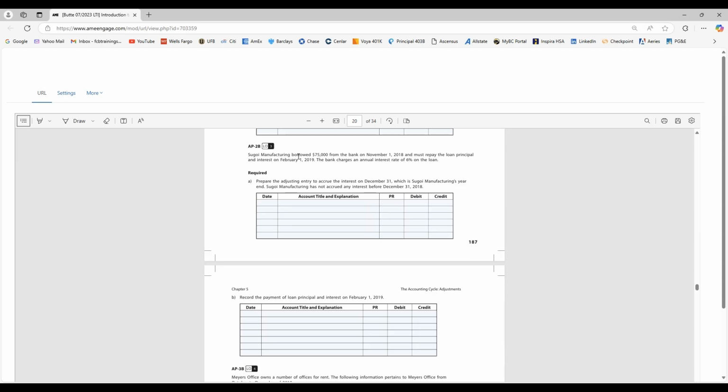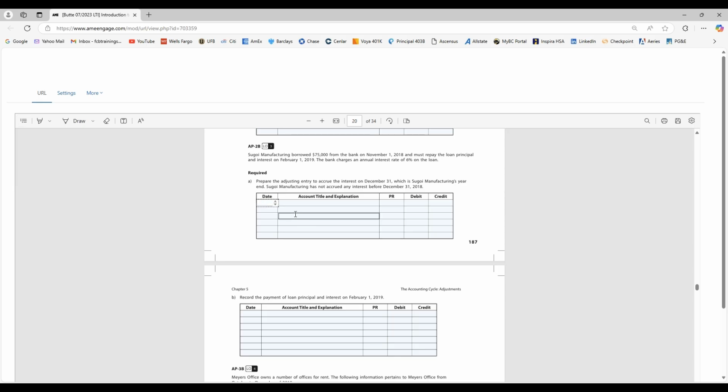Okay, so in this problem we have a loan for the business. We borrowed this money on November 1st and we'll repay the loan in the following year on February 1st, and the bank charges an annual interest rate of 6% on the loan. We need to book the adjusting entries to accrue interest on December 31st, and we have not yet recorded any accrued interest up to that point.